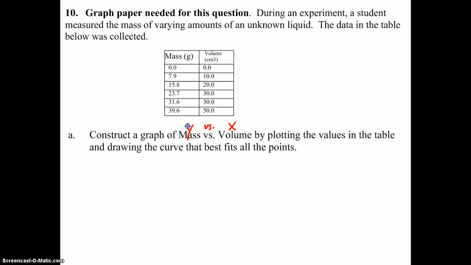The quantity to be plotted on the y-axis always goes in front of the versus, and the quantity to be plotted on the x-axis always goes after the versus. So if you remember y versus x, you will never mess up which piece of data gets plotted on the y and which piece of data gets plotted on the x. Okay? And of course, it also deals with the difference between independent and dependent variables as discussed in an earlier problem that we did.